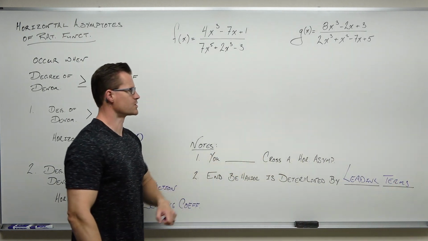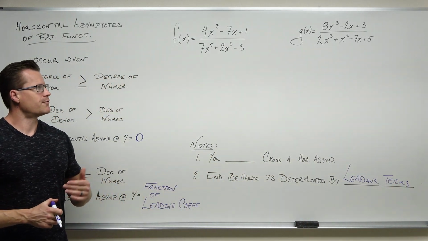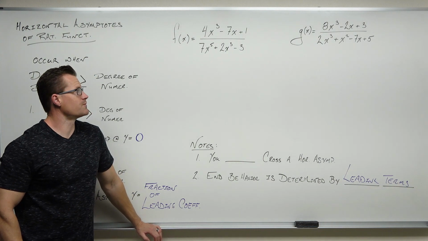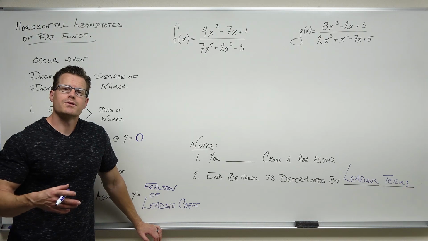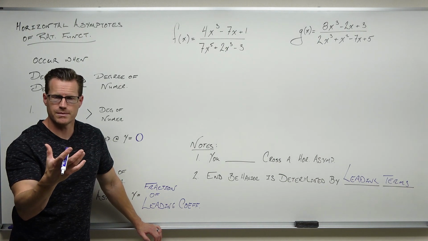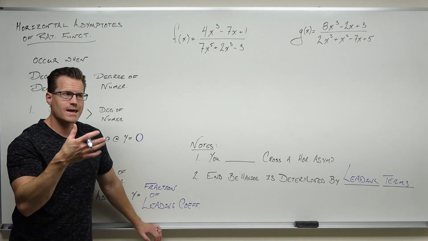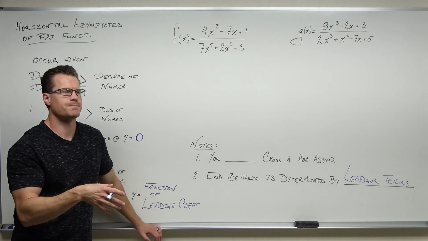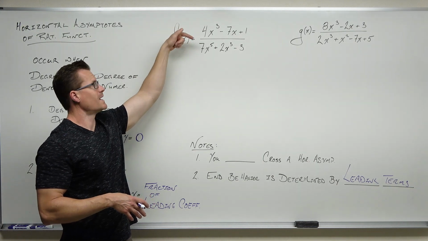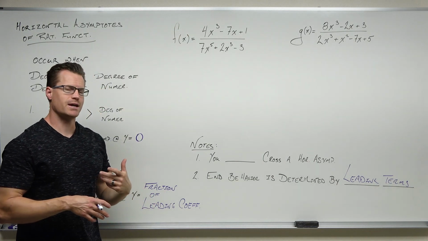I'm going to fill this one out in just a second. Well, let's look at f of x. f of x is 4x cubed minus 7x plus 1 over 7x to the fifth plus 2x cubed minus 3. The leading terms are the terms with the biggest power, so the largest exponent in a polynomial. If you put them in order, they're always first. So when we look at our leading terms, the leading term of the numerator is 4x cubed, and the leading term of the denominator is 7x to the fifth.